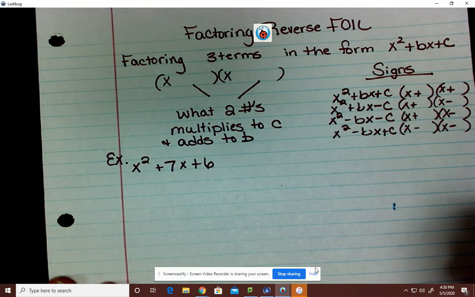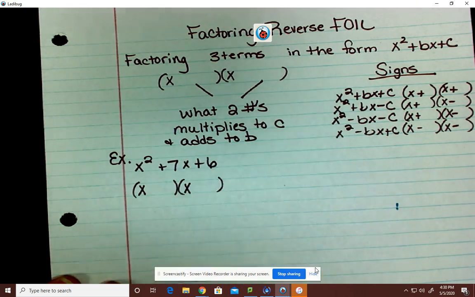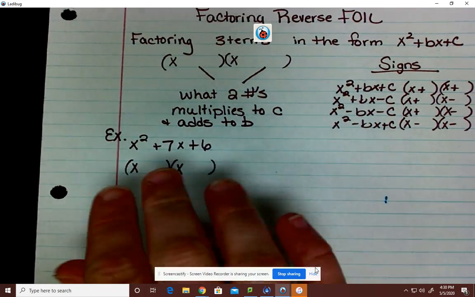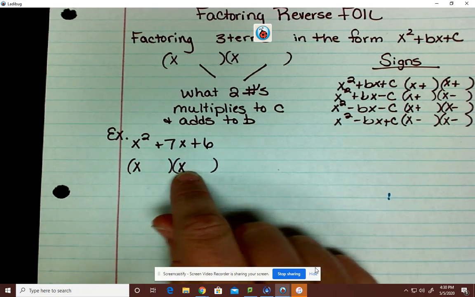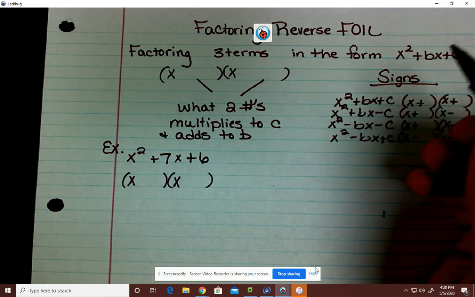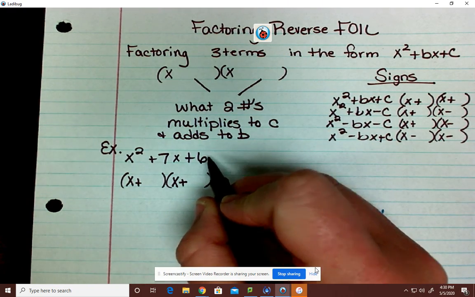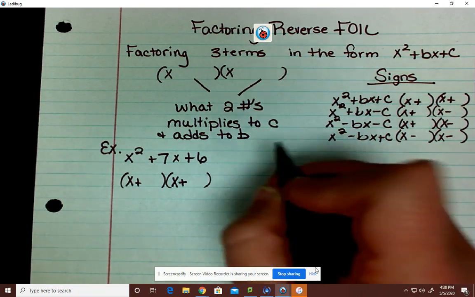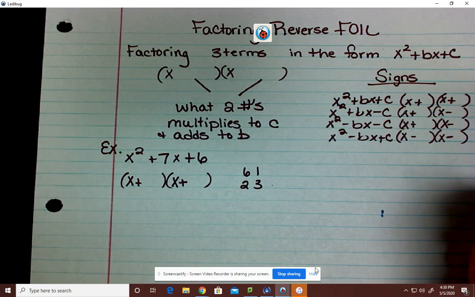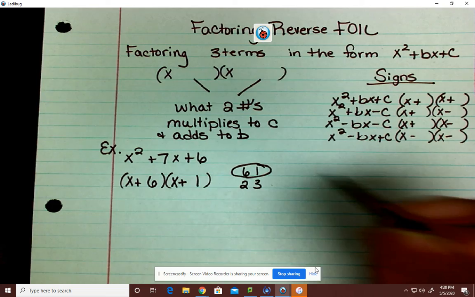Alright, so on this one, first thing I do is put my two sets of parentheses, x and x. And some of you just wanted to write the numbers. Like, that's not the answer. We're looking at what multiplies together to give us this. So we need the sets of parentheses with the x and x. Alright, if we want to use our cheat notes for our signs, both these are plus, so both of these are going to be plus. And then we need things that multiply together to give us 6 and add to give us 7. So the two things that multiply together to give us 6 are 6 and 1 and 2 and 3. And what adds to give us 7 is 6 and 1.